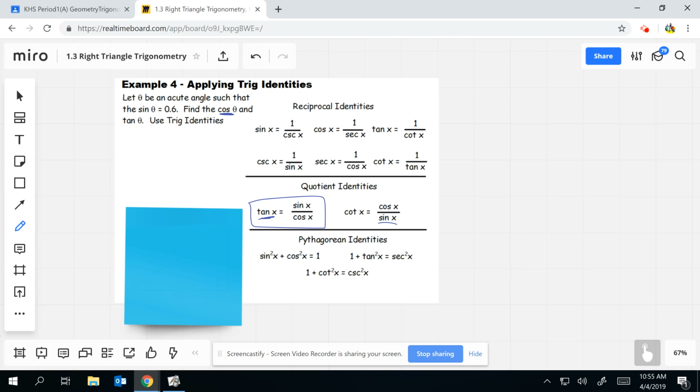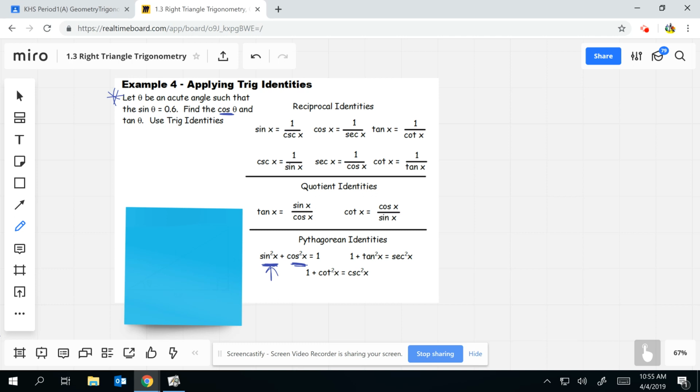And then the last ones are all based on the Pythagorean theorem. We're going to dig into those a little bit more later, but they're just formulas that we're allowed to use. If we know sine, we can solve for cosine. That's going to come in handy on example 4. Because we know what the sine value is, we can plug it into this formula right there, and just get cosine by itself and find cosine.